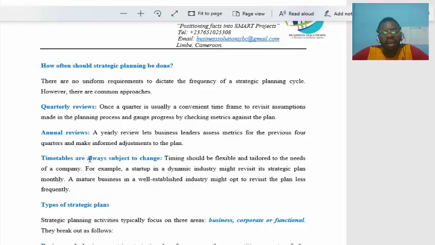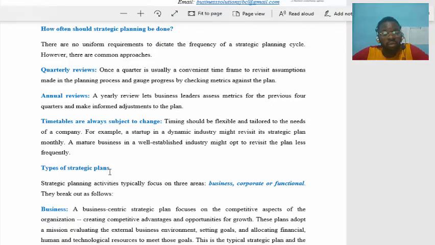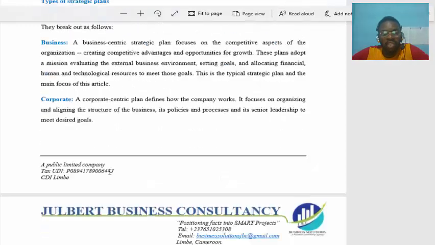And we should note that timetables are always subject to change. You can always change your plan. You can always update your plan to suit the current trend or the current changes. You might have developed a plan in the year 2019 or 2018, and with the coming of COVID-19, the year 2020, you see that it is necessary for you to change some tactics or some actions that you needed to take. It is very okay to always change them.